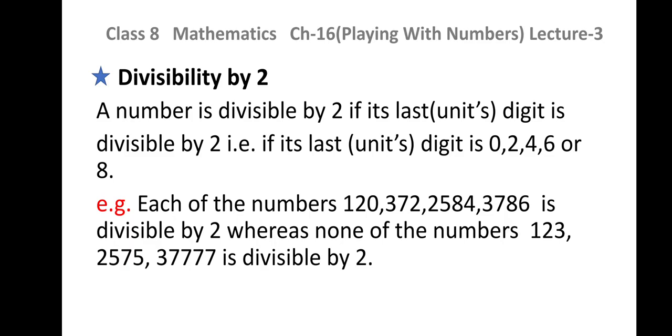3786 is divisible by 2, whereas none of the numbers 123, 2575 and 37,777 is divisible by 2. So 120, 372, 2584, 3786, all these numbers are divisible by 2 because we have studied the rule. What is the rule? A number is divisible by 2 if its last or units digit is divisible by 2. That is, it can be either 0, 2, 4, 6 or 8. And we have seen the examples also, so it is clear now.